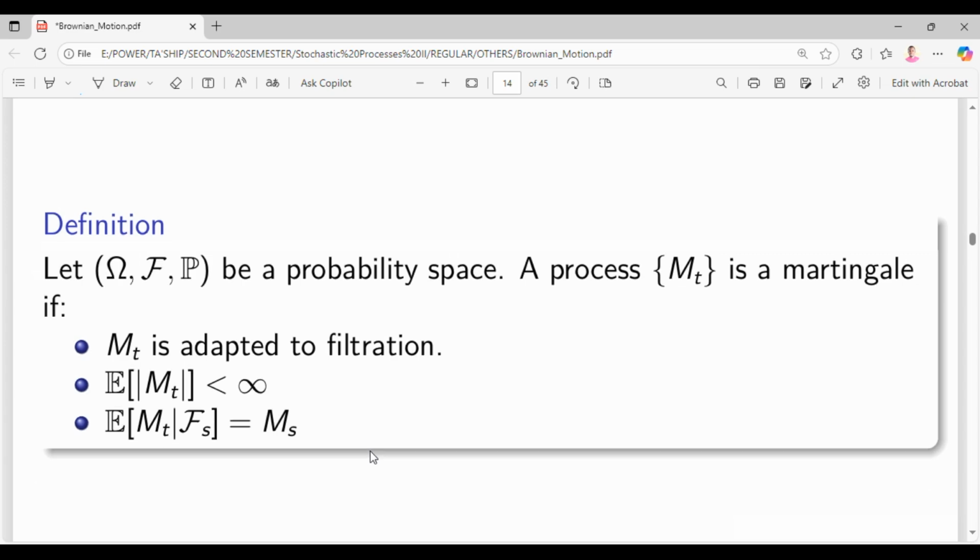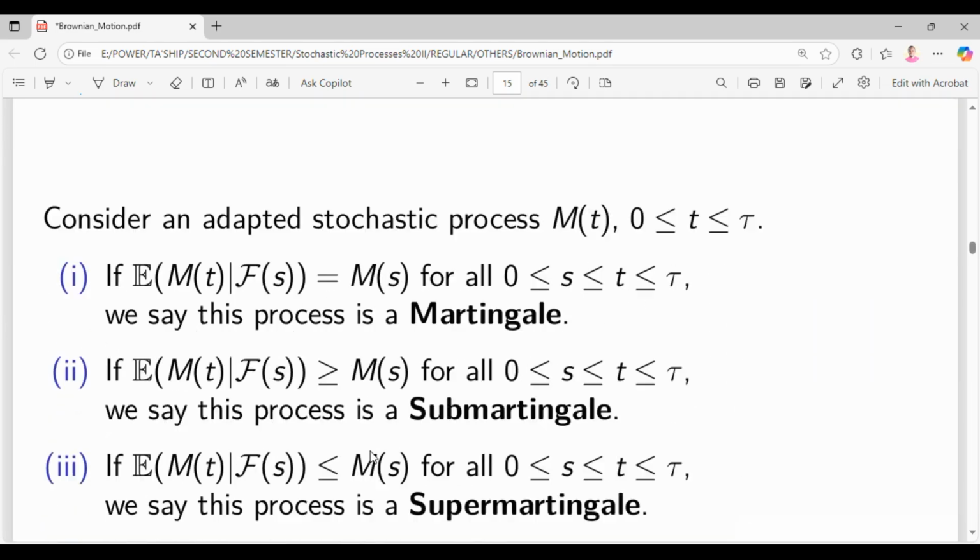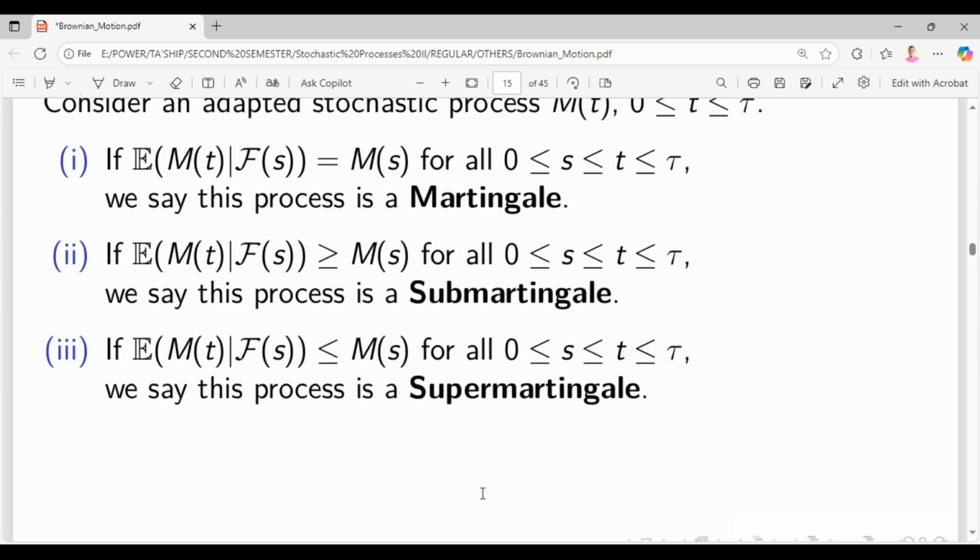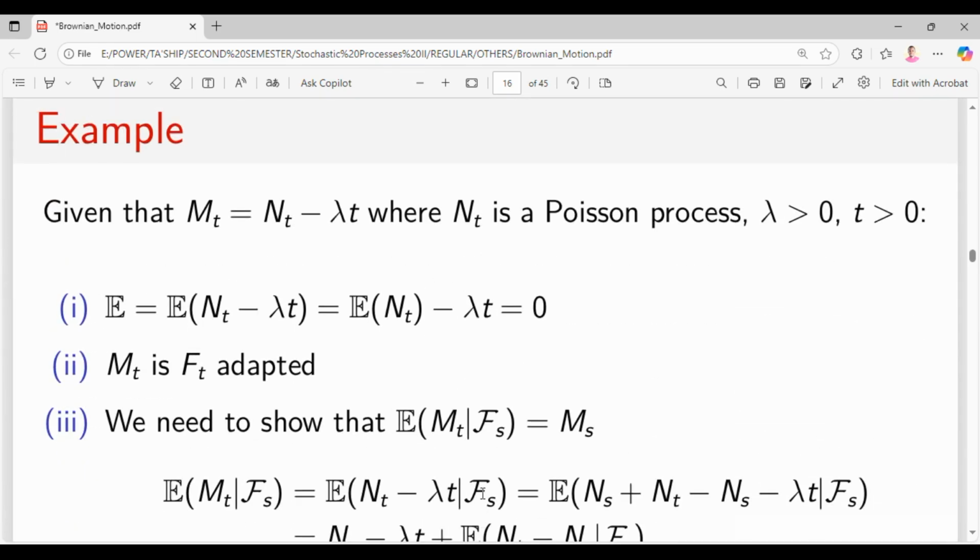So this is what a martingale is. Okay, great. So we say that if this condition holds, then it's a martingale. But if that expected value gives us a value more than what we are actually expecting, then it's a sub-martingale. Don't be confused: the greater than or equal to sign gives us a sub-martingale, right? And if it's less than or equal to our result, then it's a super-martingale, right? Good. So let's try to see.